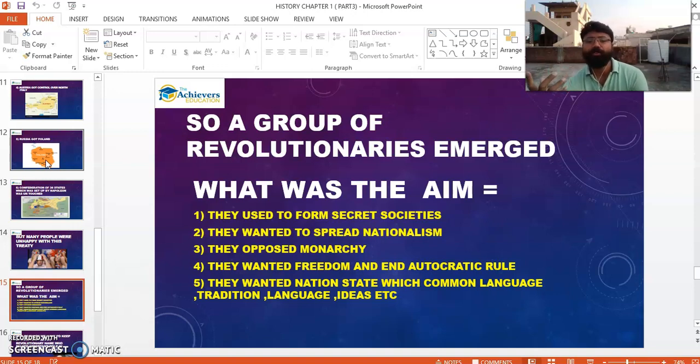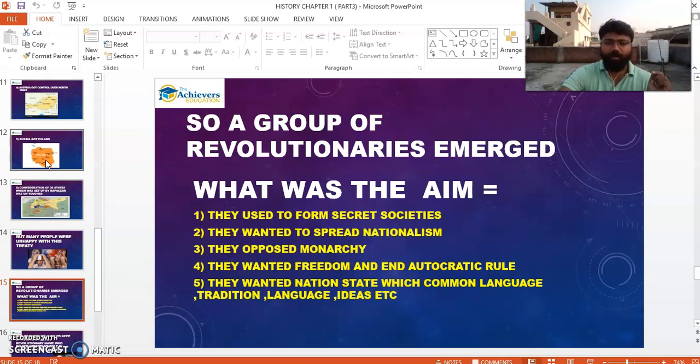Of course they also wanted to end the autocratic rule, the rule of the people who have power in their hand, a centralized control of power. They wanted to end that kind of thing. And the fifth one, they wanted a nation state in which common language, common tradition and common ideas would prevail. So these were all the things which they wanted to have together in their work.